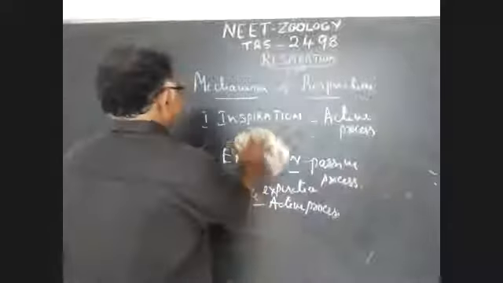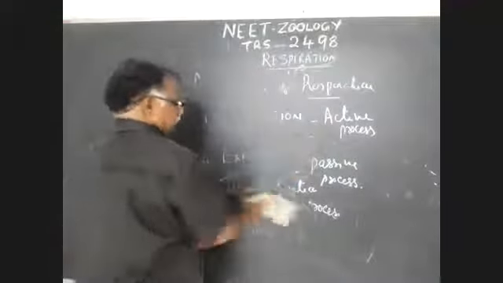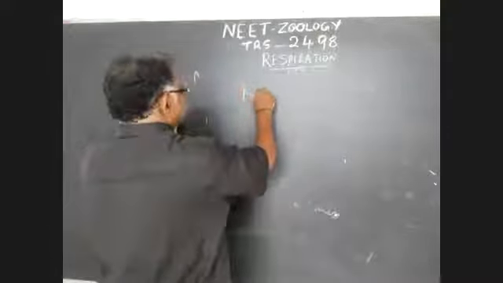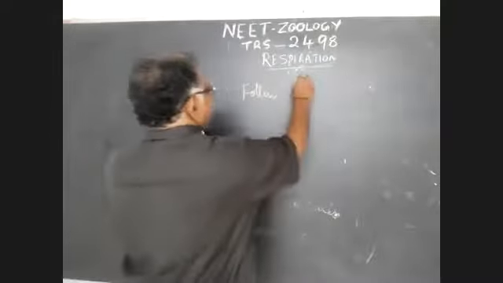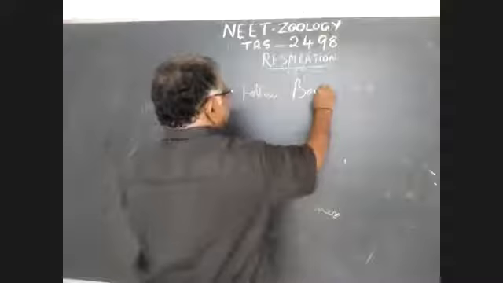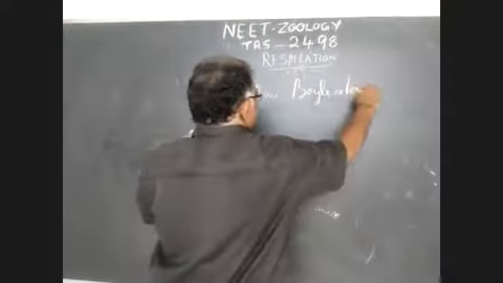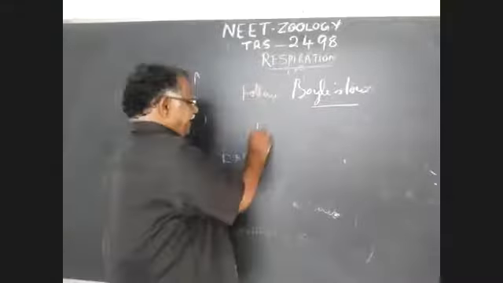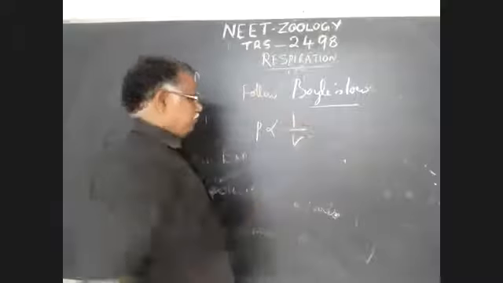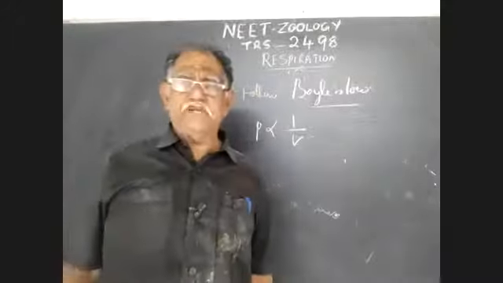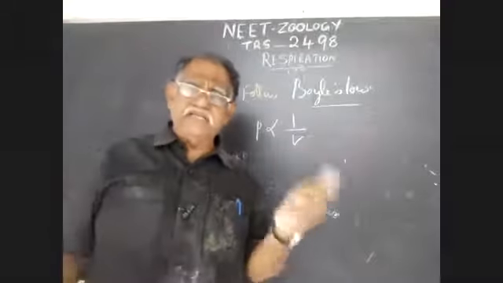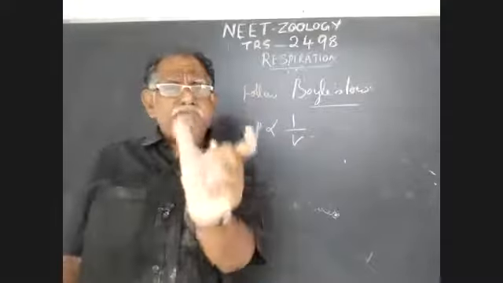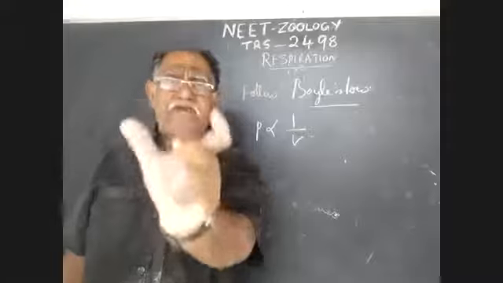Next one. Pressure gradients follow Boyle's law. P is inversely proportional to 1 by V. When pressure increases, volume decreases. When volume increases, pressure decreases. On this principle, the mechanism of respiration is based.